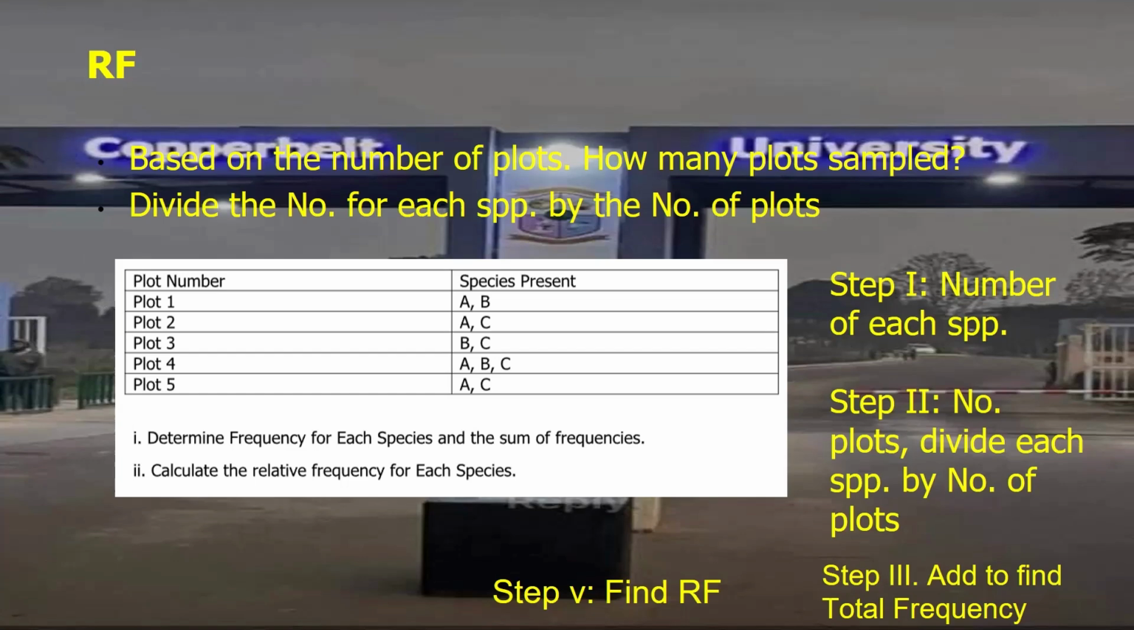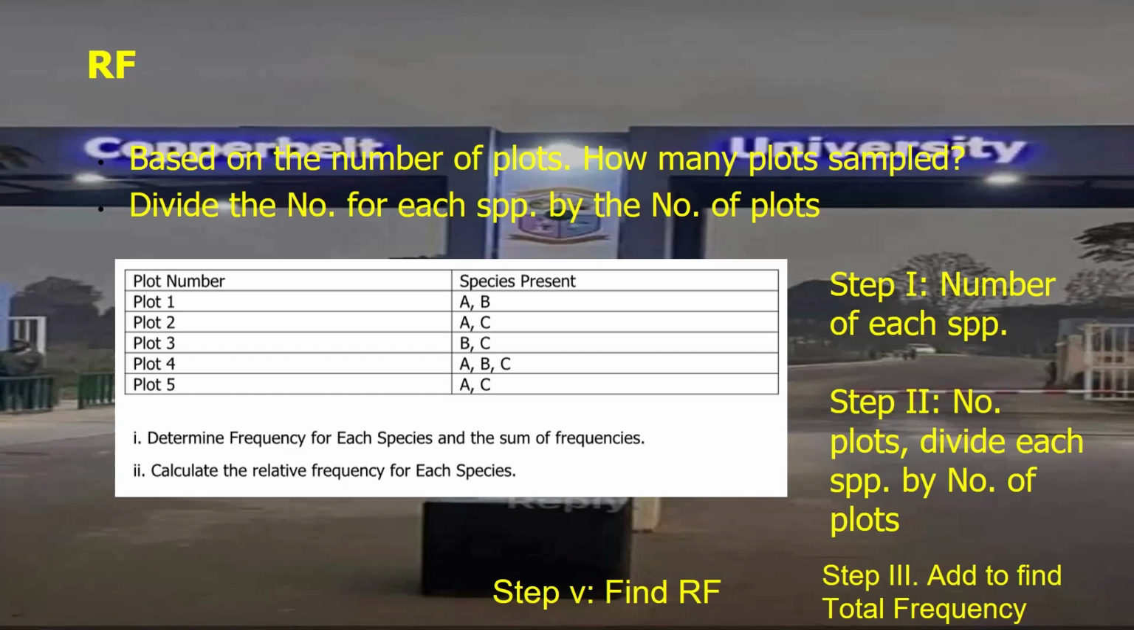Okay, so we are looking at species A, where we have 4 population divided by the number of plots, which is 5. So if you divide 4 divided by 5, we are getting 0.8 for species A. For species B, how many population are falling under species B? We have 3. So it will be 3 divided by the number of plots. So 3 divided by 5, which is giving us 0.6.